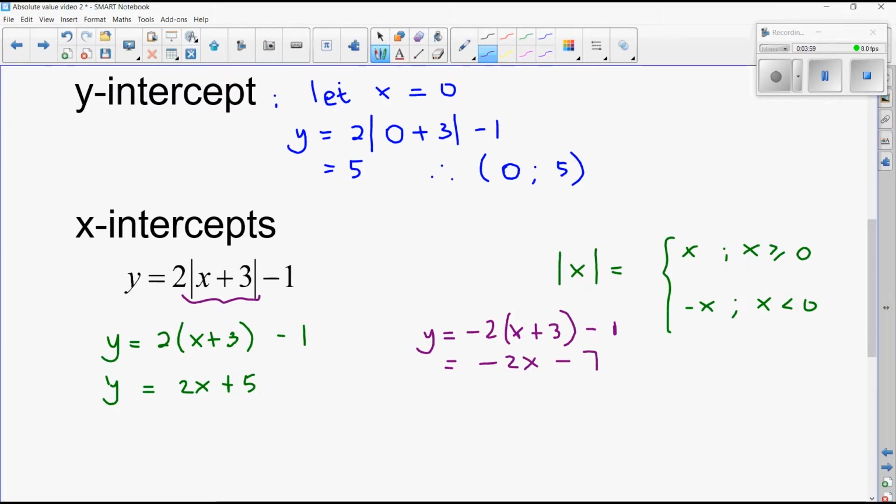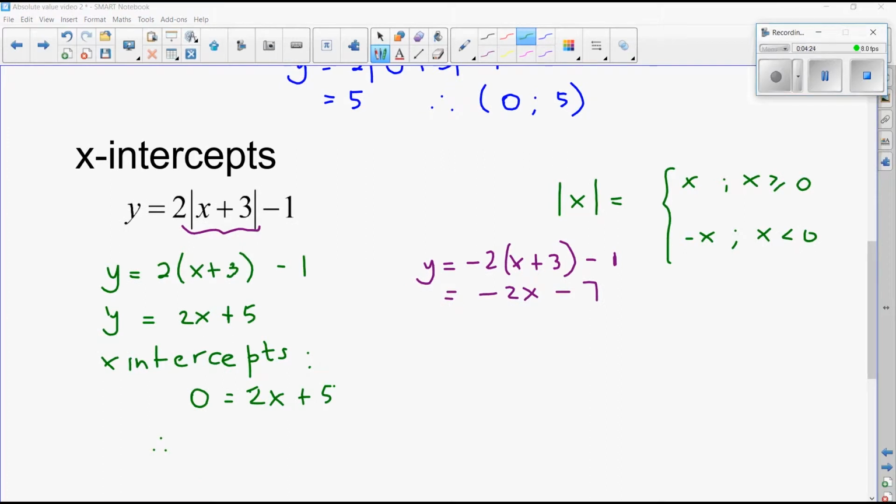Right, so now I'm ready to find the x-intercepts. Looking at the first arm of my graph, for me to find my x-intercept, I let y equal 0. So let me just write down that I'm finding the x-intercepts. So I go 0 equals 2x plus 5. And then when I solve for x, I see that x equals minus 5 over 2, or minus 2.5. So the coordinate of my first x-intercept is (minus 5 over 2, 0).